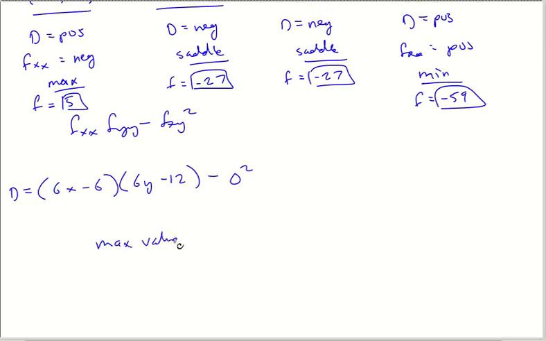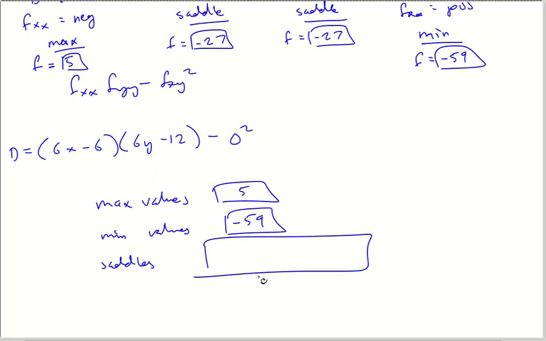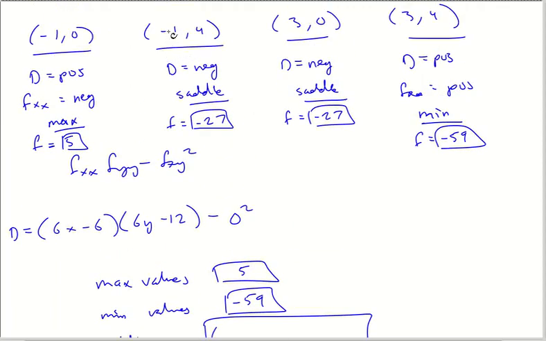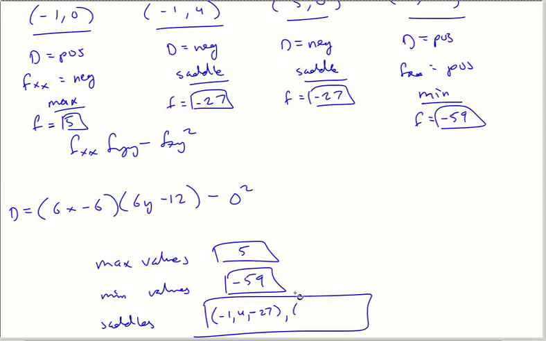So max values, maybe? Min values. And then my saddles, again, have that point format. And we're going to have 2 different points, so it's going to be a little bit weird. So my maximum value is a 5. My minimum is a -59. And then my saddle points are kind of strange because I have to put them in XYF format. -1, 4, -27, and then I got 3, 0, -27. Woo, man, that was a lot.